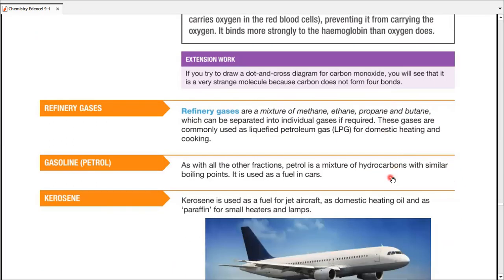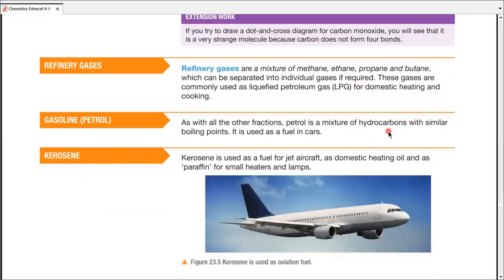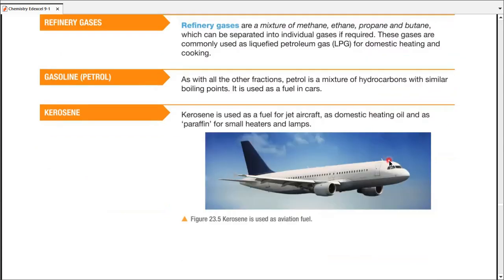Moving on, refinery gases are a mixture of methane, ethane, propane, and butane, which are separated into individual gases. We commonly call them liquefied petroleum gases, or LPG, and this is most commonly used around the world for domestic heating and cooking purposes. Then comes gasoline or petrol. It's actually a mixture of hydrocarbons. The top use is car fuel. Then comes kerosene. The top use is aircraft fuel or jet fuel. Domestic and military aircraft actually use kerosene for their working.